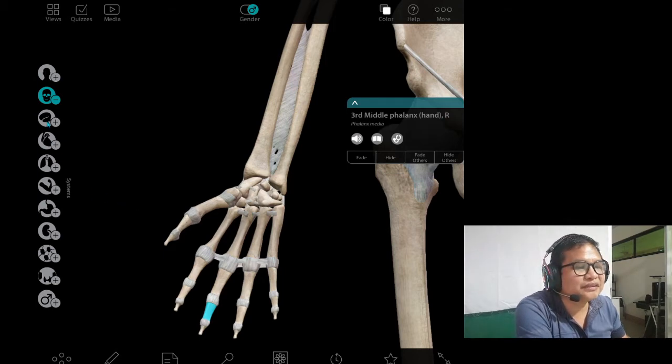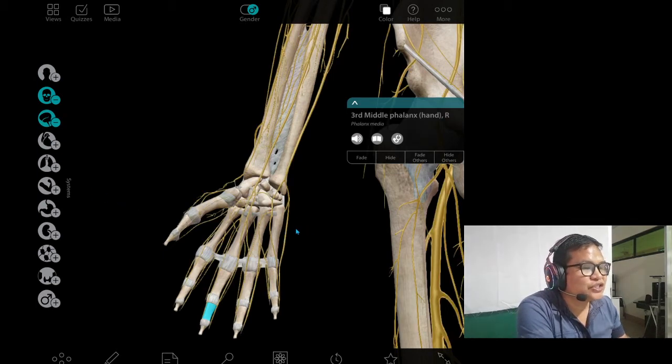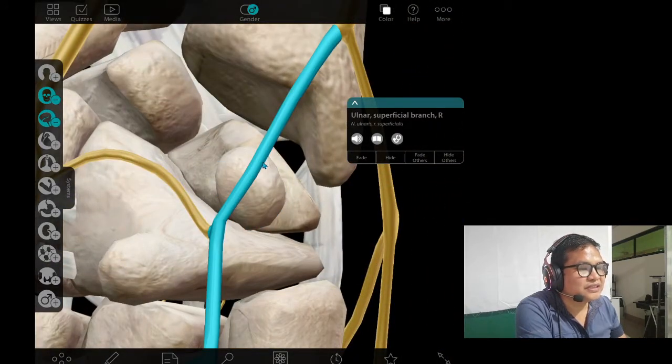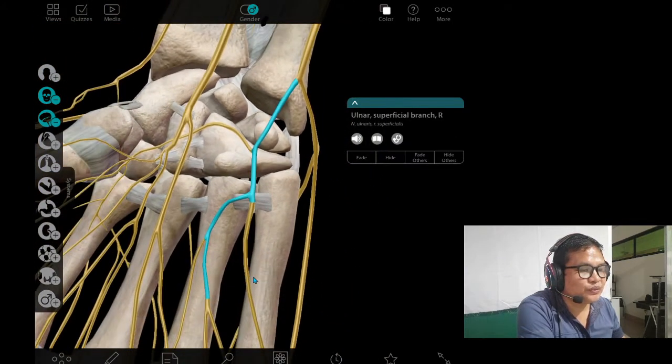Let's put on the nerve. Okay, so if you notice, this is your ulnar nerve, which passes here. If you notice here, it forms a tunnel, which we call the tunnel of Guyon, where it is usually trapped distally, which causes weakness of the intrinsic muscles of the hand.